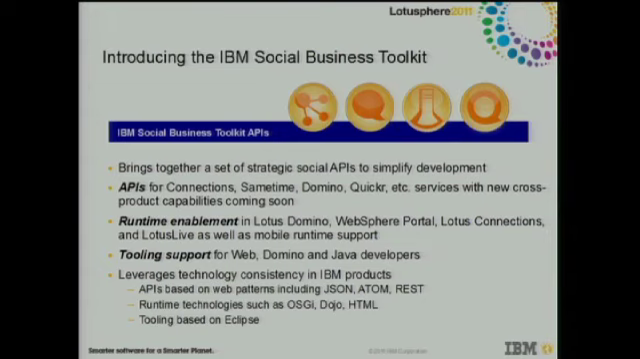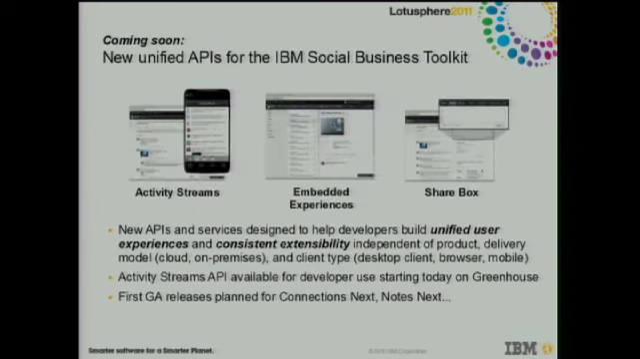And then extend the access to this toolkit into the tools that you're using, as I said. What we're really doing is taking advantage of some common architectural and technology investments that we've made across the product line to be able to do this. API technologies and patterns like JSON and Atom and REST, runtime technologies like OSGi, Dojo, HTML, and so forth, and tooling based on Eclipse. That's a consistent landscape that we're plugging into.